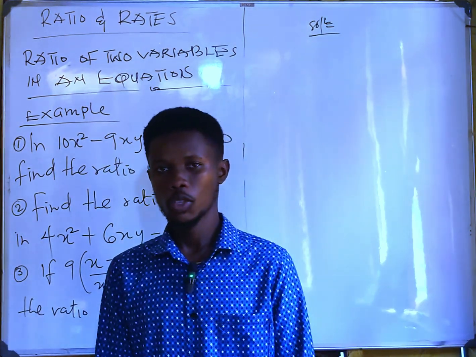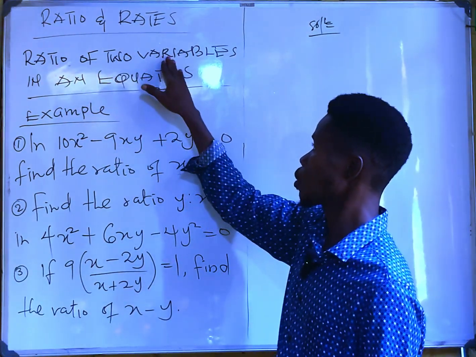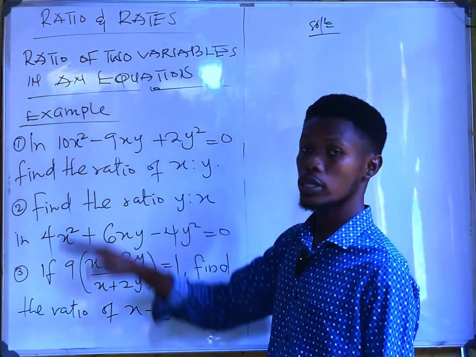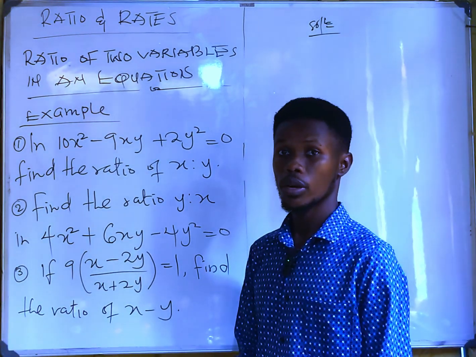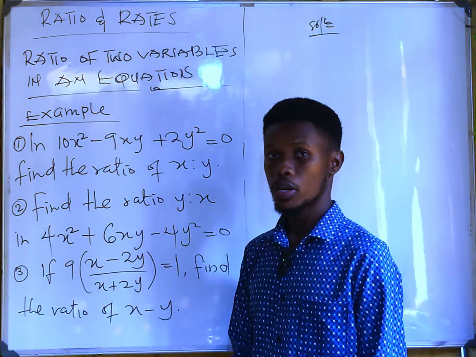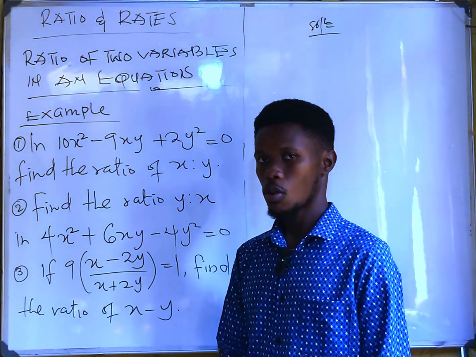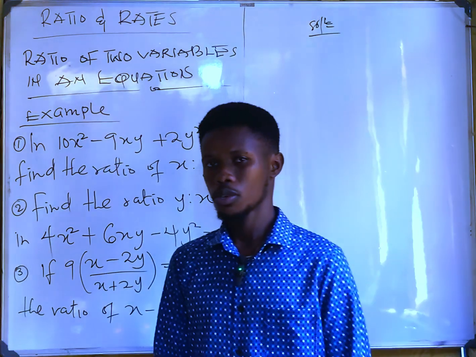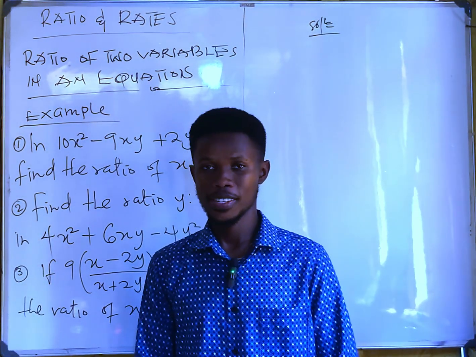We are going to look at the next topic called ratio of two variables in an equation, where you have an equation containing two variables and you have to find the ratio of those two variables. How do we do it? I hope you are confused about that, but I'm going to show you the easiest way of solving questions like that. Is that okay? Very good.